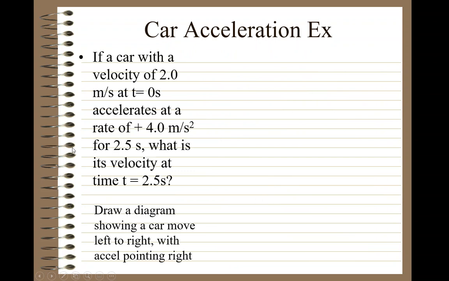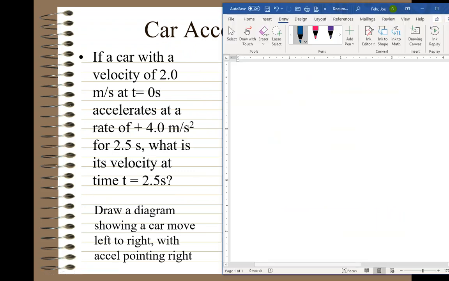Car acceleration. Okay, so we have a car with a velocity of 2 meters per second at t equal to 0 seconds, accelerates at a rate of positive 4 meters per second squared for 2.5 seconds. What is its velocity at time equal to 2.5 seconds? So we've read it. Let's go ahead and draw this out. Doesn't have to be anything beautiful.